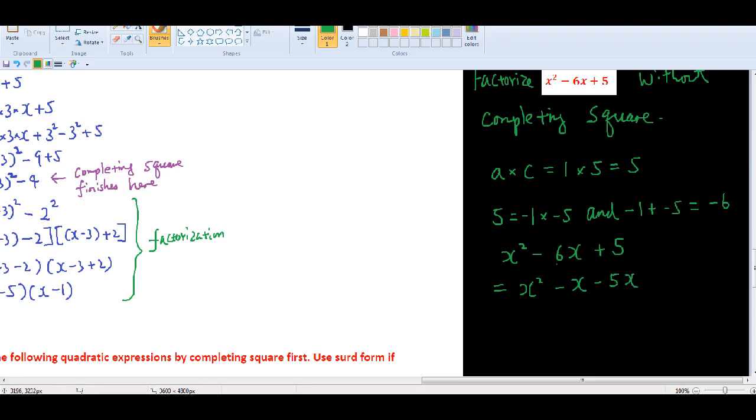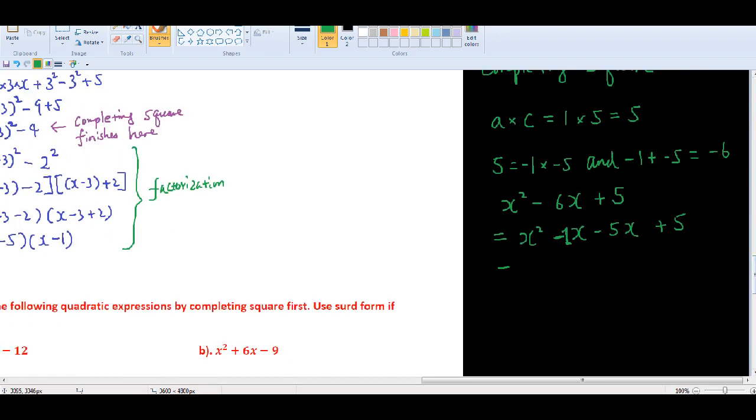So minus 6 into minus 1. If you write 1 here, that's okay. Minus 1x minus 5x plus 5. Still remember that? Then group them: the first 2 terms give x, and you take out minus 1, and the last 2 terms, you take out minus 5. Remember, change the sign, and you see that (x minus 1) is the common binomial factor.